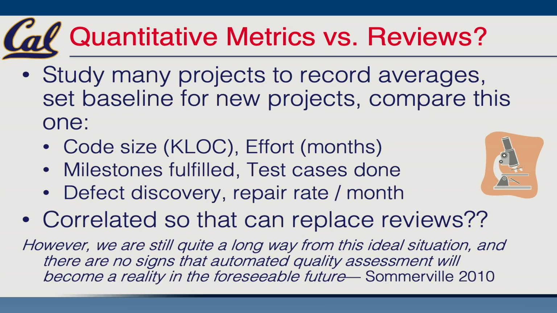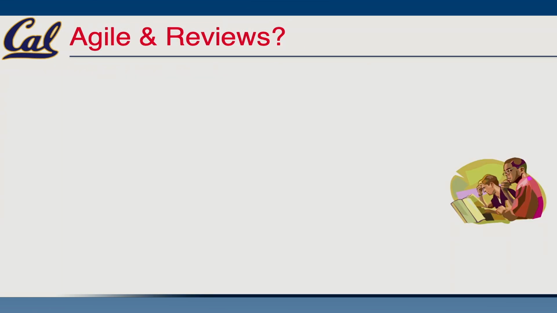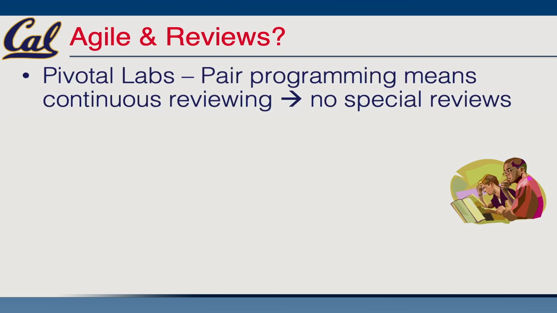This is now a decade old, but a good quote here, which is, however, we are still quite a long way from our ideal situation, and there are no signs that automated quality assessment will become a reality in the foreseeable future. All of these metrics get to some description of our code, but they don't actually tell us whether or not it is good code. And that's in part because good code, a good feature, is really a judgment of the team and of the authors. And so, maybe one day the AIs will replace us all, but until the AIs have judgment, we're going to have to rely on humans to be doing our reviews.